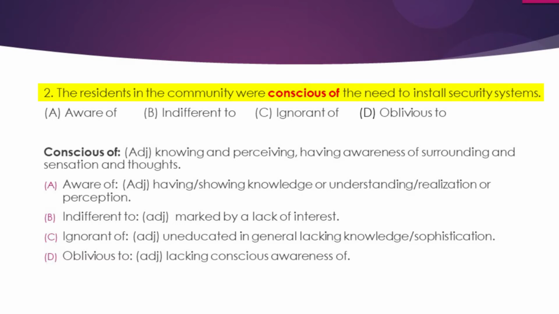Sentence 2. The residents in the community were conscious of the need to install security systems. Our word in color is conscious of. Our options are aware of, A, B, indifferent to, C, ignorant of, and D, oblivious to. Now, we want to understand the meaning of the words, and before we select the word that is most nearly opposite to the word in color.